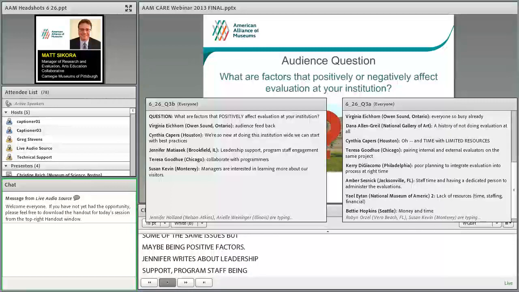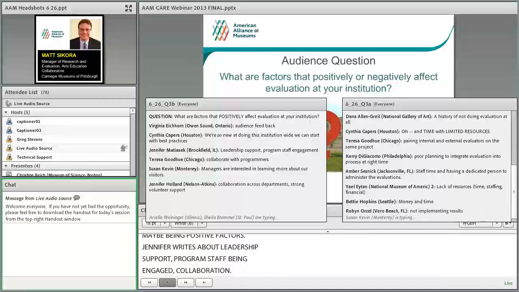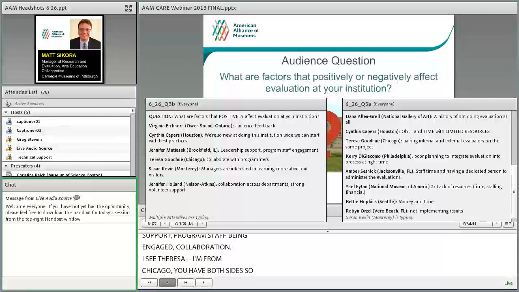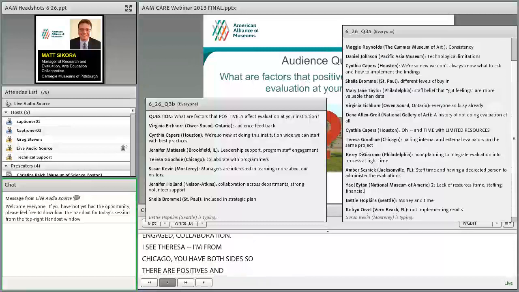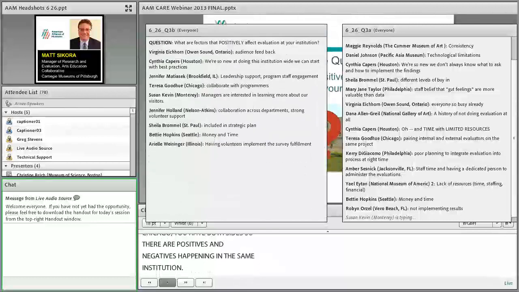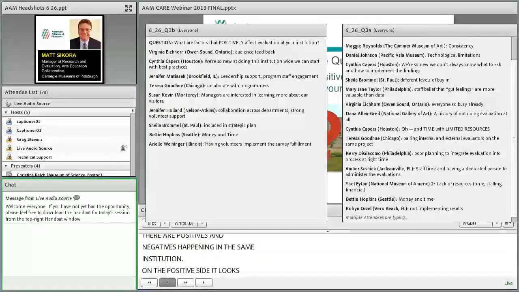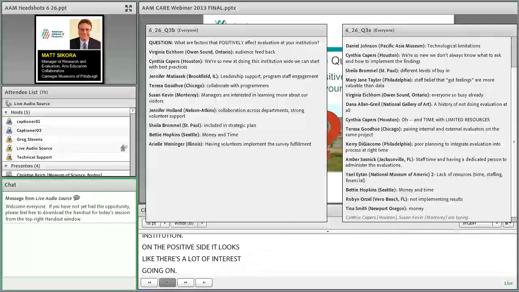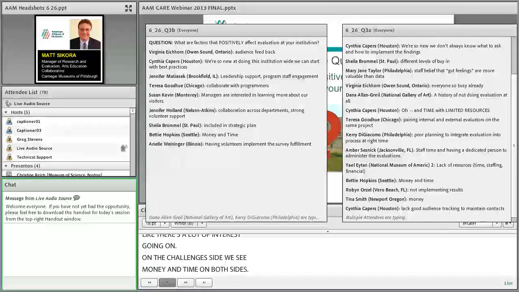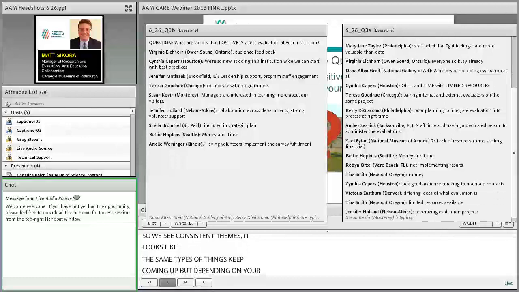I see Teresa from Chicago. You have both sides, so there are positives and negatives happening in the same institution. On the positive side, it looks like there's a lot of interest going on. On the challenges side, we see money and time, and on both sides. So we see consistent themes, it looks like. The same types of things keep coming up, but depending on your organization, they might be a weakness or a strength.